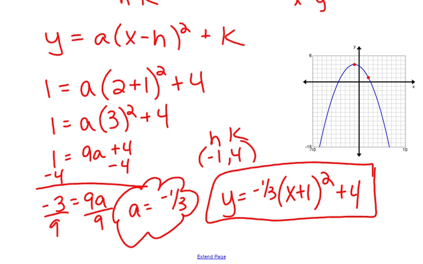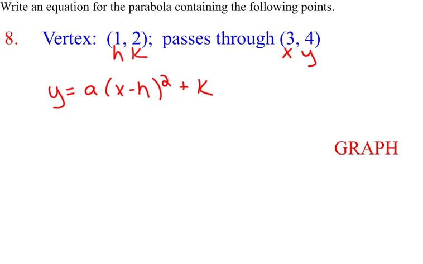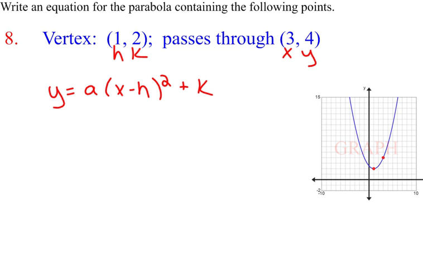There's the answer they're looking for. By giving us that vertex and that ordered pair, they want us to come up with the equation in vertex form. I'm going to have you do number 8, please, and then you can check your work with mine. In number 8, again, we're given the h and the k, and the x and the y. I would write out vertex form again, so I know where I'm substituting. If you want to see a picture of that graph, there it is.